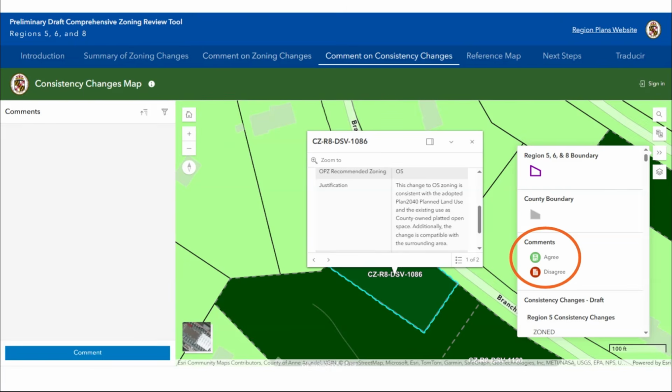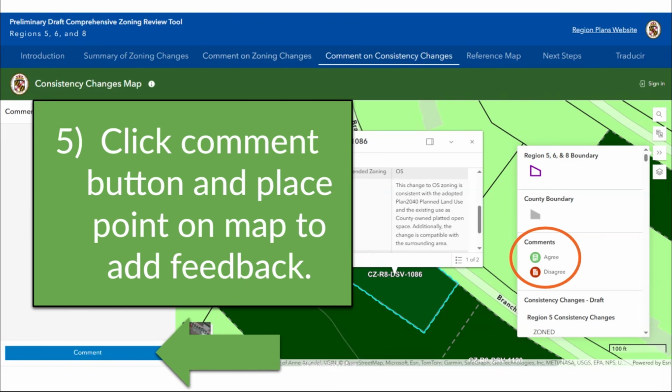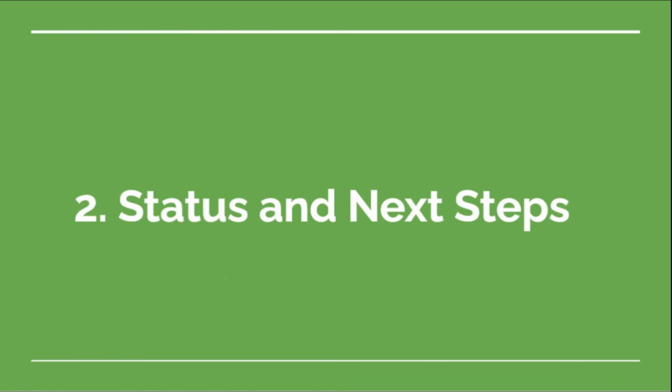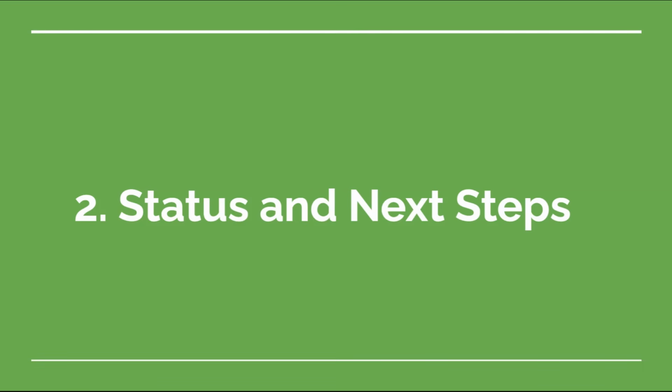The fifth tip is about how to comment on consistency changes. Click the blue comment button, then use your mouse to place a point on the map. Complete the fields that come up in the left column, and make sure to click the blue Submit button at the bottom after entering your feedback. I hope you are now able to review and comment on draft zoning in areas of interest to you.